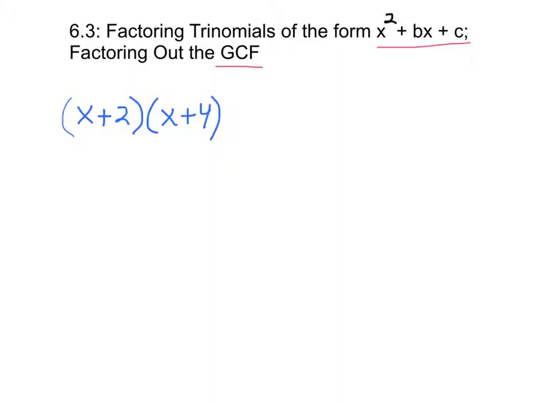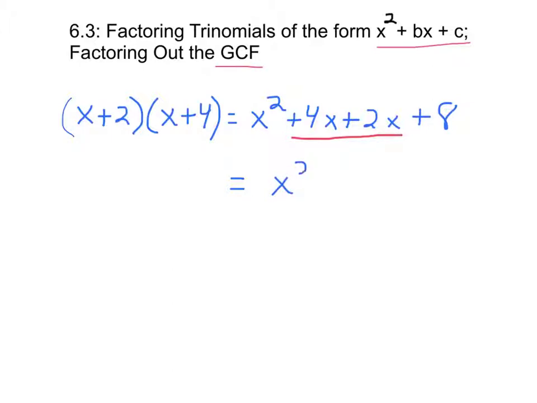So when we do that, we'd have x times x would be x squared, and then the outers would be x times 4, so 4x, and then the inners would be 2 times x, so 2x, and then the last, 2 times 4 would be 8. And then we always can combine those inners and outers together because they're like terms. And when we do that, we end up with x squared plus 6x plus 8. And that process is called multiplying.